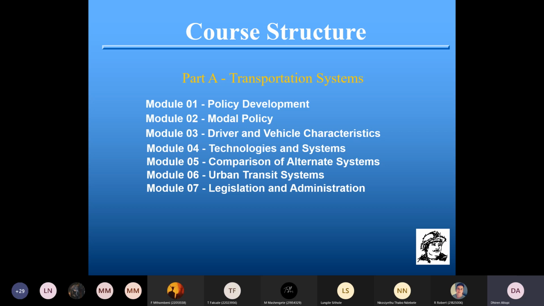And then looking at the different transportation systems, the technologies, comparing alternative systems, especially when it comes to your transit systems. Transit systems is more universal terminology for public transport. So comparing maybe a light rail to a monorail, a minibus taxi to a bus and so forth. So comparing different systems. So those are some of the aspects or areas that we will be covering under transportation systems.